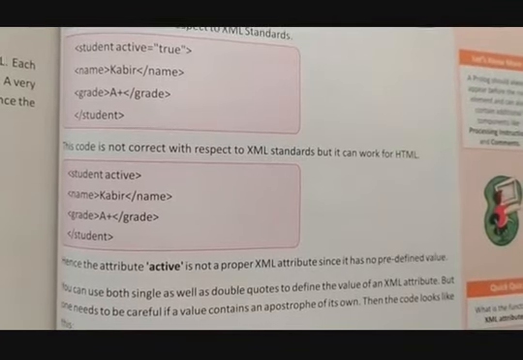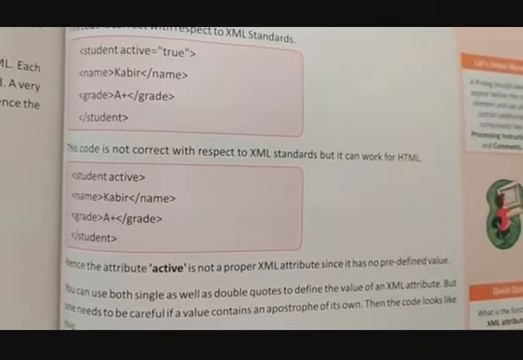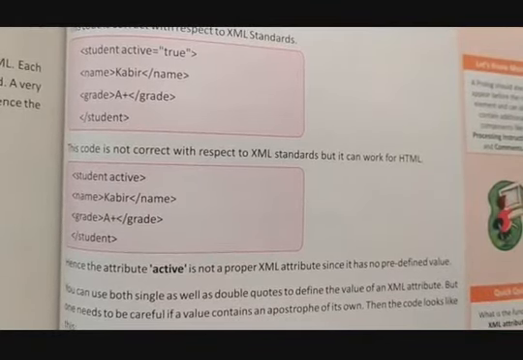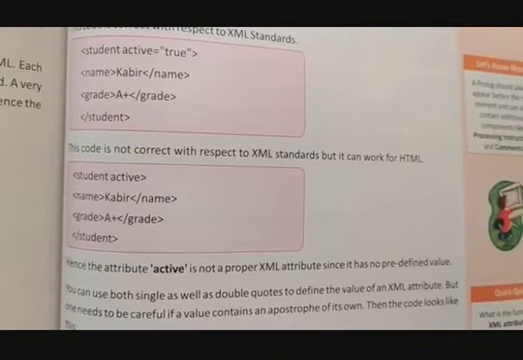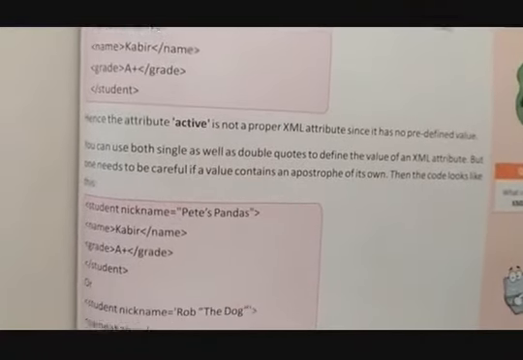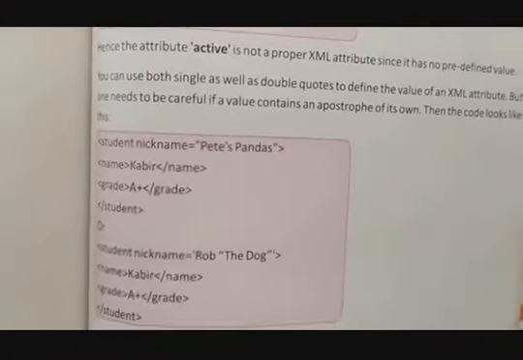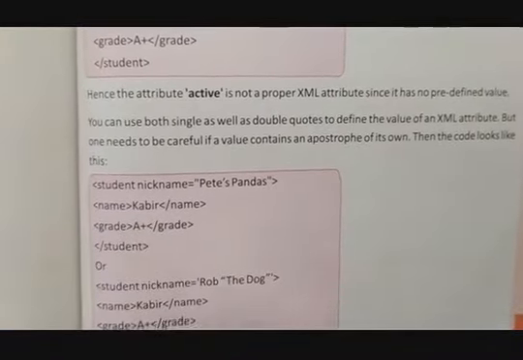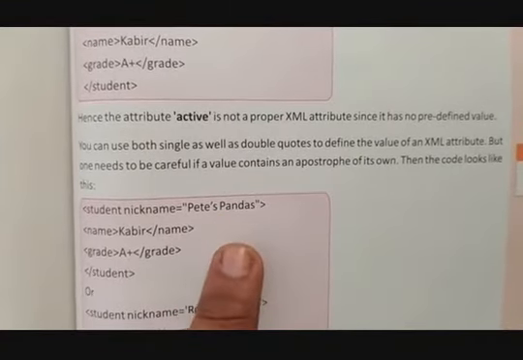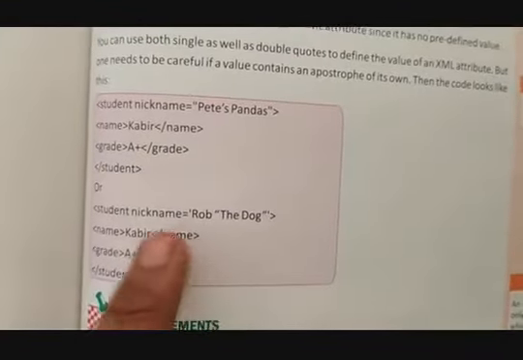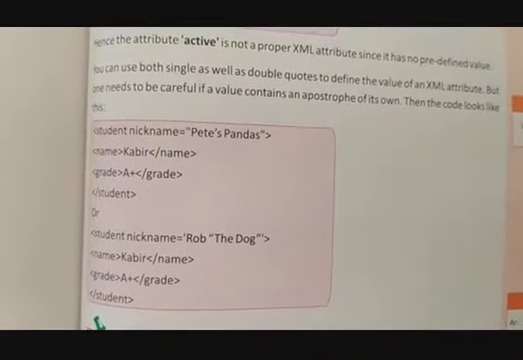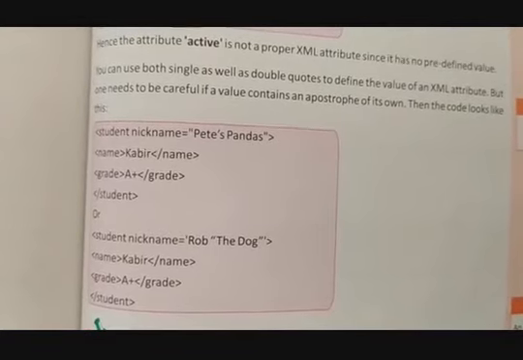You can use both single as well as double quotes to define the value of an XML attribute, but one needs to be careful. If a value contains an apostrophe of its own, then the code looks like this. You can see that there is an apostrophe mark in the value of the nickname attribute. So the code will look like that. Okay, you can see that. So you have to take care about such kind of quotation while you are defining the value of your XML attribute.